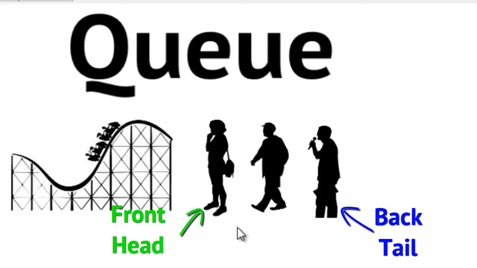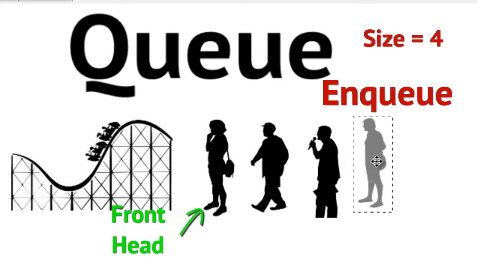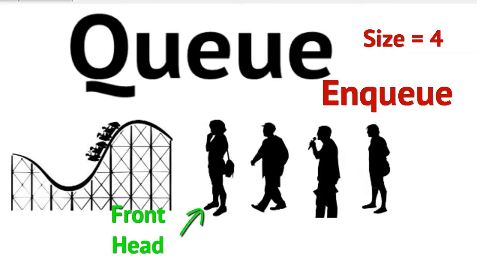So with the queue data structure, you'll usually have an operation that allows you to access the head or the front of the queue, and you'll have an operation that allows you to access the tail or the back of the queue. But you don't have any mechanism to be able to access anything in the middle of the queue. So let's add one more person to our queue. So we'll push on or enqueue one more person. And so we now have a queue that's of size 4.